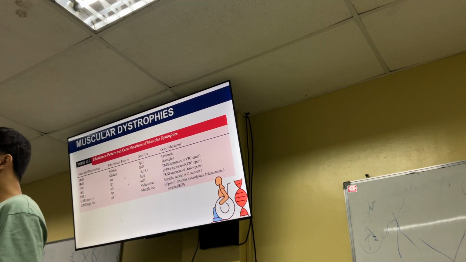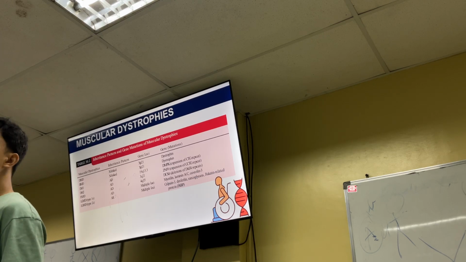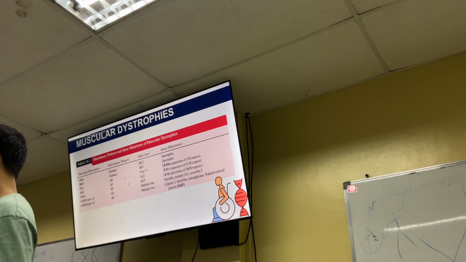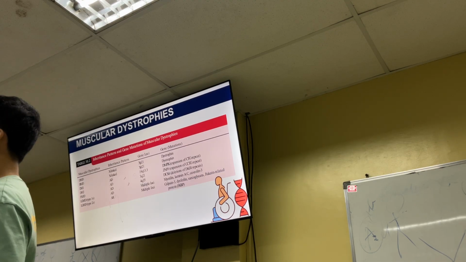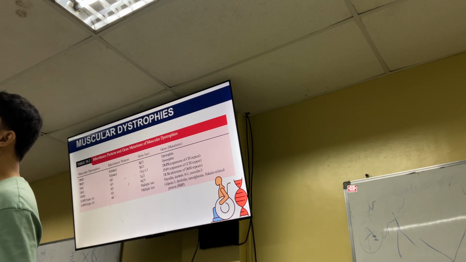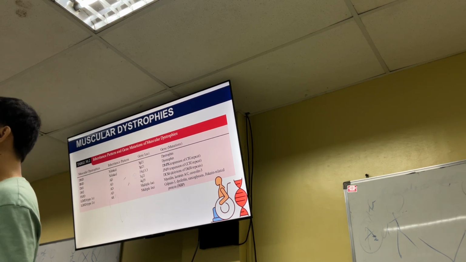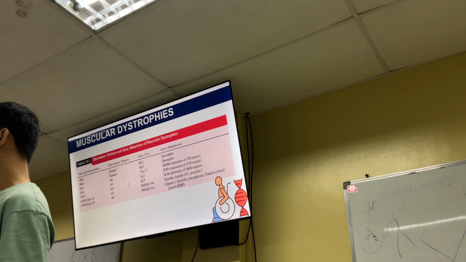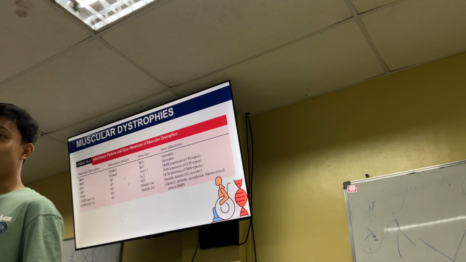In Duchenne, dystrophin is completely absent. In Becker, there is still some present, limited dystrophin. That's why if we're talking about severity, Becker is much better compared to Duchenne.